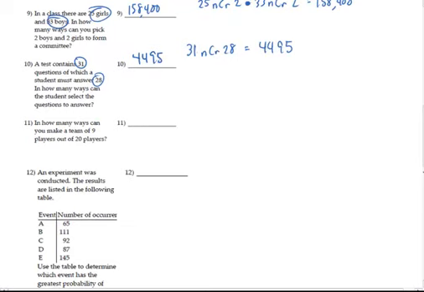And the next question, in how many ways can you make a team of 9 players out of 20? That's again another combination question. And that would be 167,960.